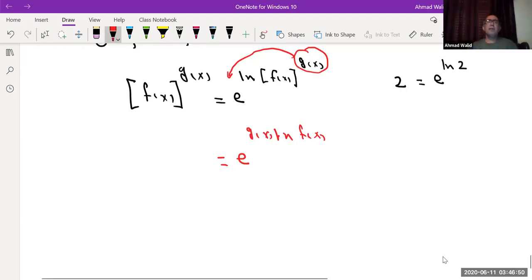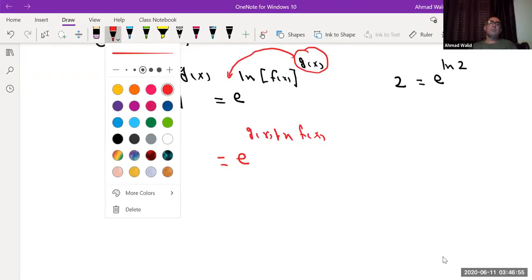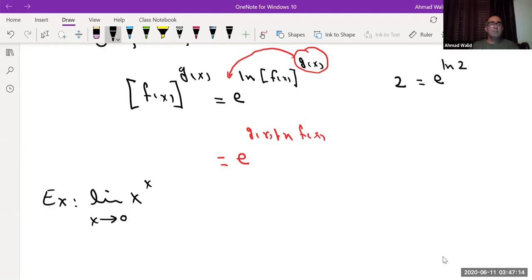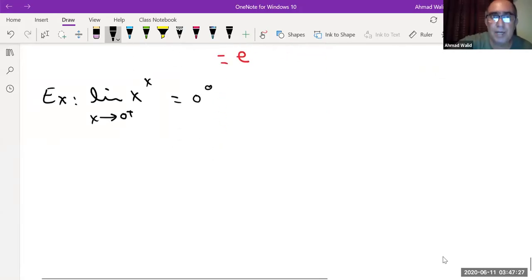Now, I'll start with a few examples. I'll show you how to use this method to find those types of limits, correct? Example number 1. Limit of x to the power of x as x approaches 0. If you plug in 0 immediately from the right, it gives you 0 to the power of 0. Now, how to deal with this problem?